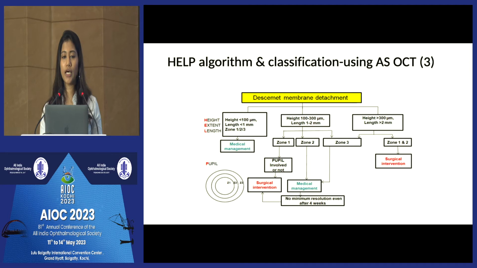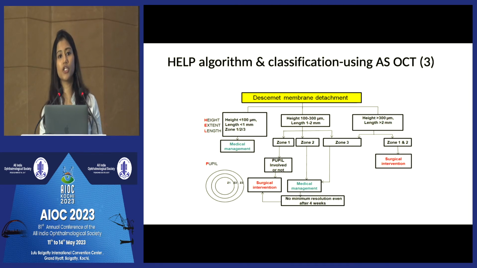Second category, where, so all these measurements are based on the ASOCT, the height is between 100 to 300 microns and length somewhere between 1 to 2 mm. Again we classify it as zone 1, 2, and 3. Zone 1, whether the pupil is involved or not: if the pupil is involved, then surgical intervention would be the method. If zone 2 and zone 3, then we can follow medical management.